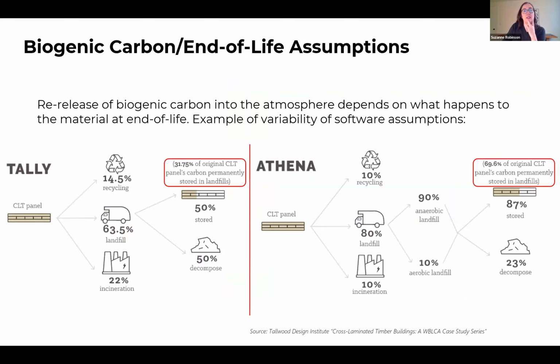And then one last thing to take a look at is end of life assumptions. There's another term called biogenic carbon, which I'll talk a little bit further about when I get into the timber section. And it's understanding how accurate the software is. I shouldn't say accurate, it depends on what data they're using. For instance, this is an example where one project was run with Tally and then the same project with Athena, and they were getting different numbers. So it's based on different assumptions. When you're looking at the software, it's important to understand what the inputs are and what the assumptions are that come with the software.